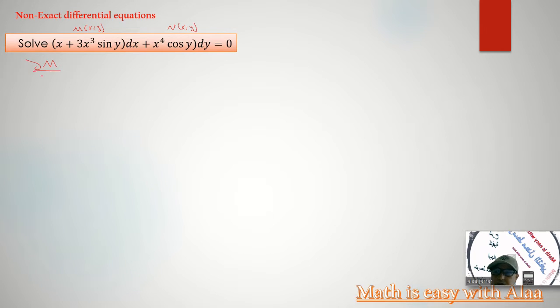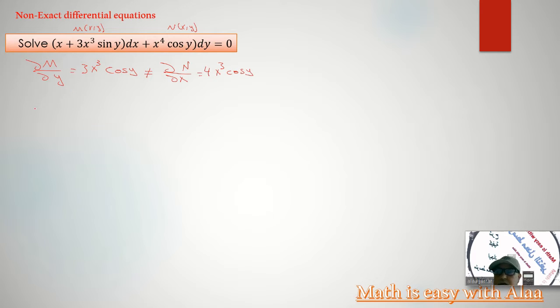Partial M with respect to y: x is a constant, so it's 0. 3x³ is a constant, so we take the derivative of sin y, which is cos y, so it will be 3x³ cos y. Now partial N with respect to x: cos y is a constant, so it will be 4x³ cos y. And we see here that partial M with respect to y is not equal to partial N with respect to x, so it's not exact.